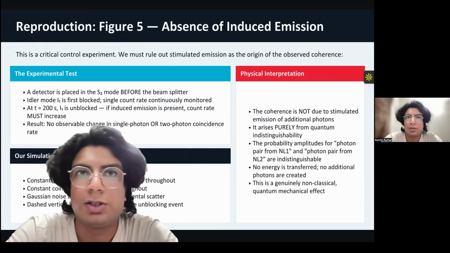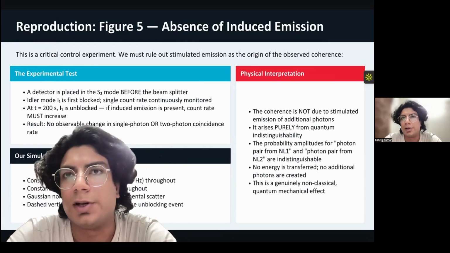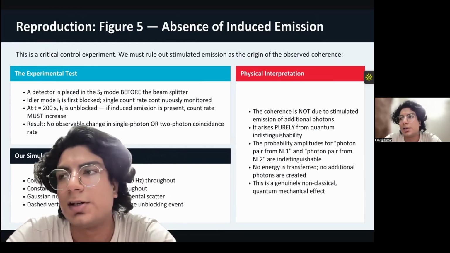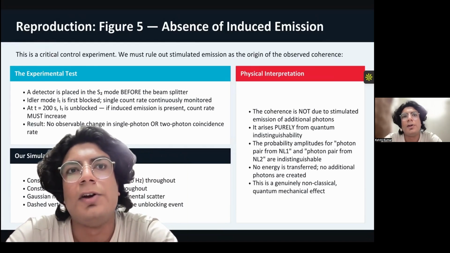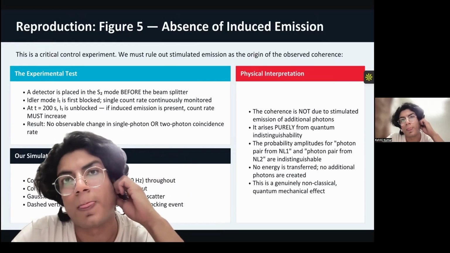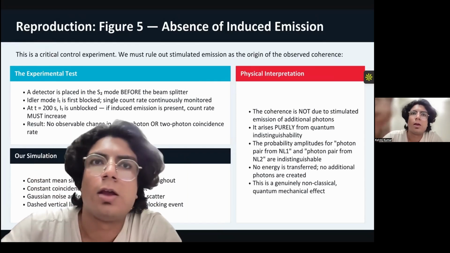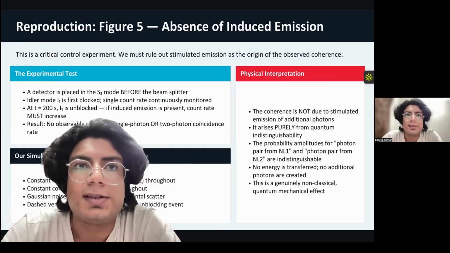If classical stimulated emission were responsible for our coherence, unblocking I1 must cause a sudden increase in the S2 count rate. The entire validity of induced coherence without induced emission hinges on the result of this specific test. Okay, so now I'm going to show what the result of this test is.